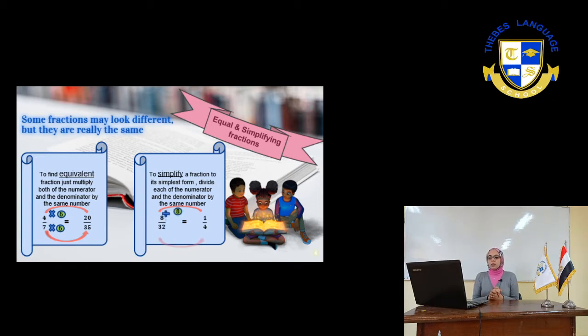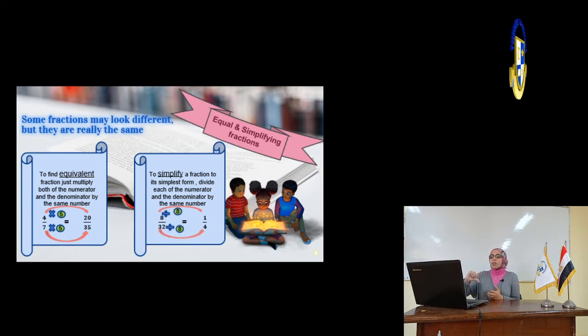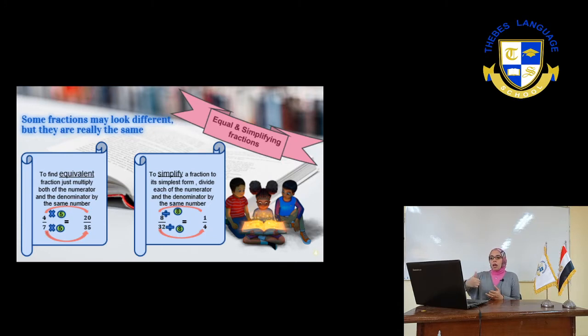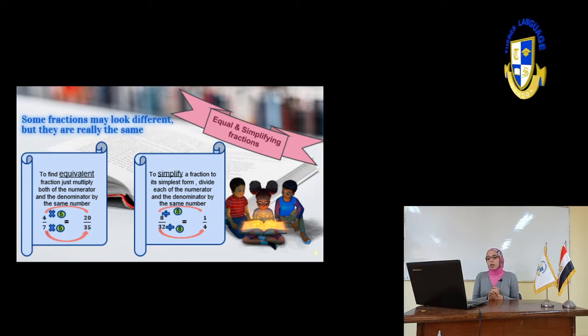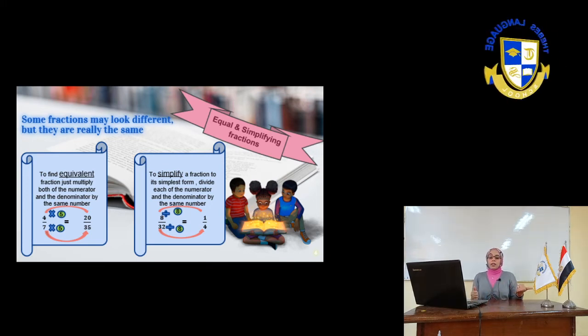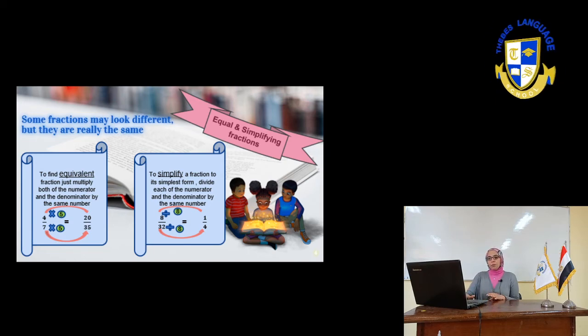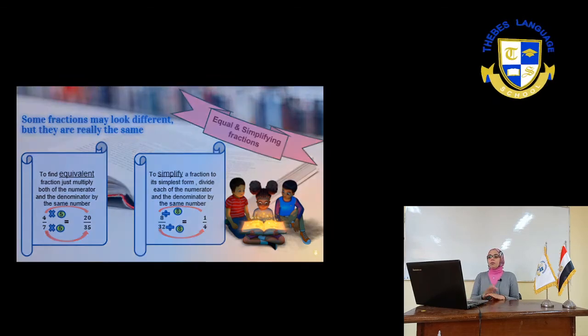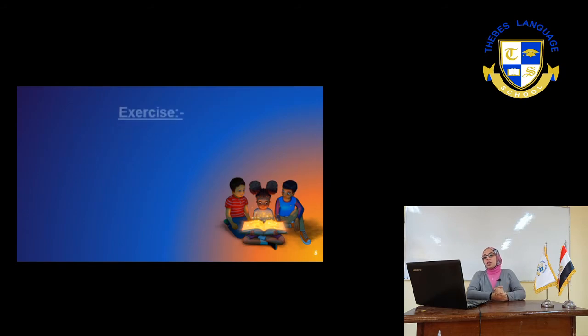32, as we do up, we must do the same down. We divided 8 up, so we will divide 32 down by 8 also. So 32 divided by 8 equals 4. So 8 over 32 also equals a quarter. But here we simplify the fraction, while in the first example, we made an equal fraction. Okay? Next. Here we have an exercise.